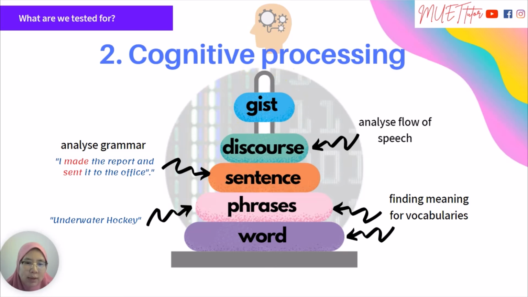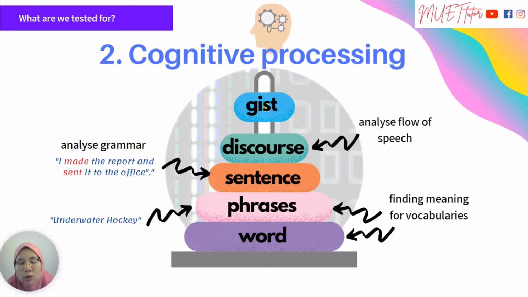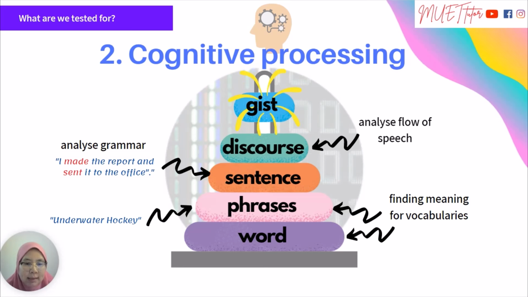And then we need to analyze the flow of the speech or discourse by listening to what the speaker has said so far. For example, we could check if the speakers have changed their opinions towards the end of their speech. Like in the beginning, he said A, and then at the end, he says B.